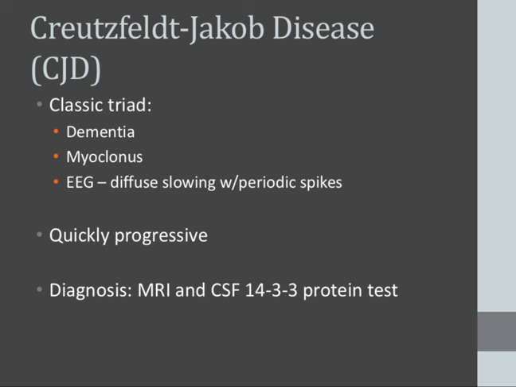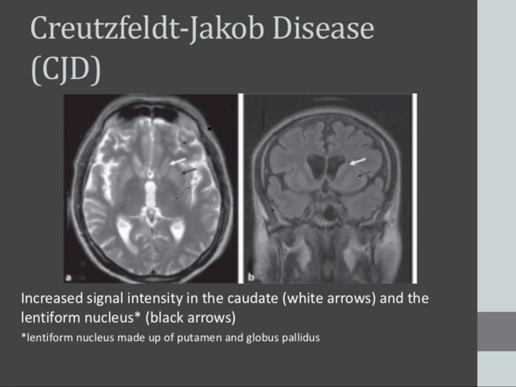We're going to do an MRI, and the MRI is going to show increased signal intensity in the caudate and the putamen, and you can see that on the next slide. And then the thing that you really need to hone in on here is going to be the CSF 14-3-3 protein test. So that's going to be positive in 88% of sporadic CJD patients. So 14-3-3 prion protein test.